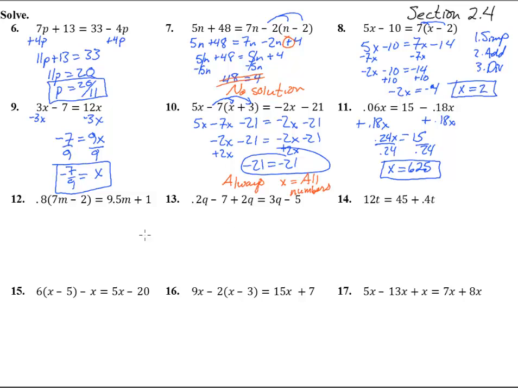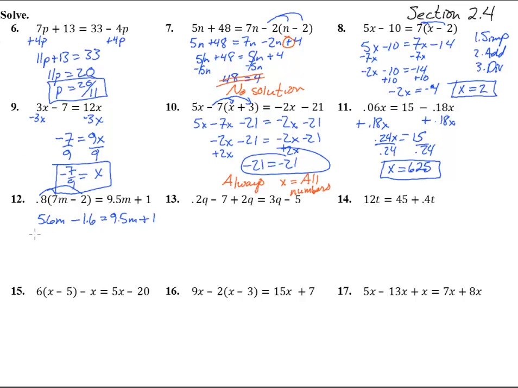Good deal. Next one, number 12. We've got to get rid of these parentheses, so we jump this in, and we get 5.6m minus 1.6 equals 9.5m plus 1. Again, still in the simplifying, we need to combine all the m's together.